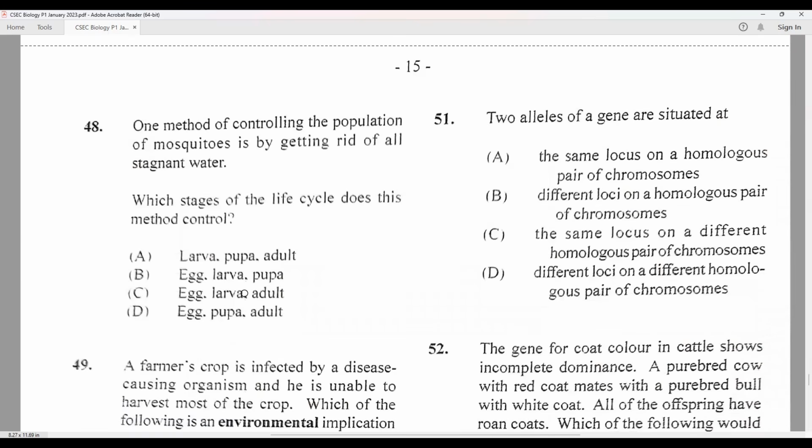One method of controlling the population of mosquitoes is by getting rid of all stagnant water. Which stage of the life cycle does this method control? If you get rid of stagnant water, you're looking for the stages which are affected by this water, which is the eggs, larvae, and pupa, which makes it B.